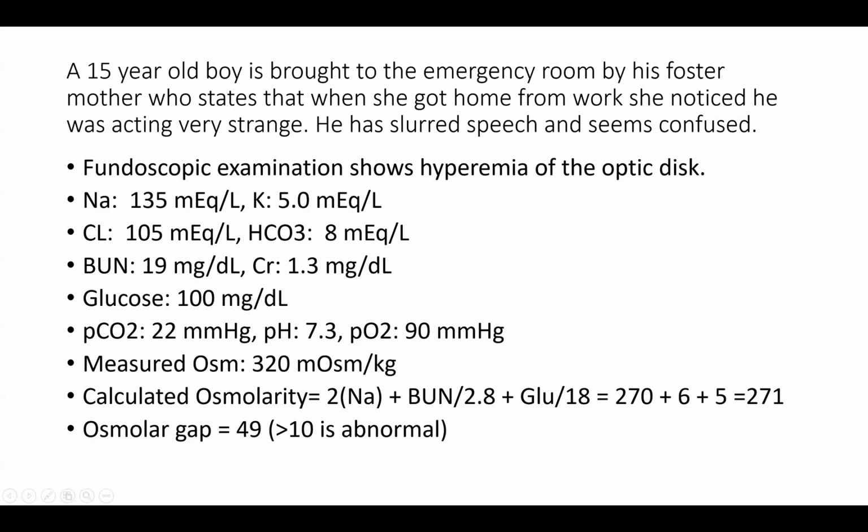So the measured osmolarity was 320. Calculated osmolarity, this is the equation: sodium times 2, BUN divided by 2.8, glucose divided by 18. So that comes to 271. So 271 was the calculated osmolarity. Measured osmolarity was 320. So osmolar gap is high. Whenever osmolar gap is high, think of methanol and ethylene glycol. When you see hyperemia of the optic disc, always think of methanol toxicity.